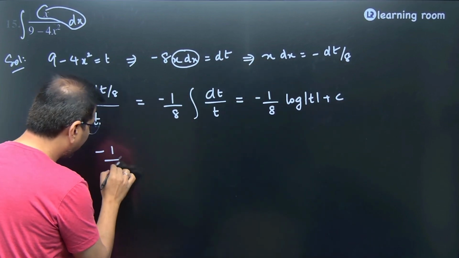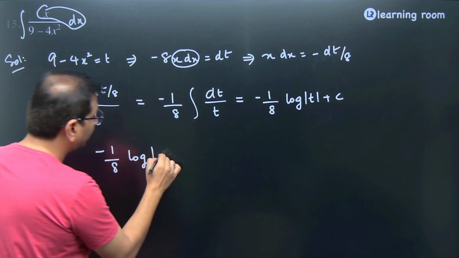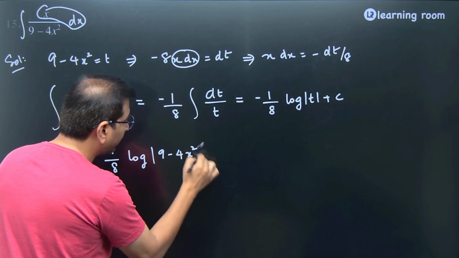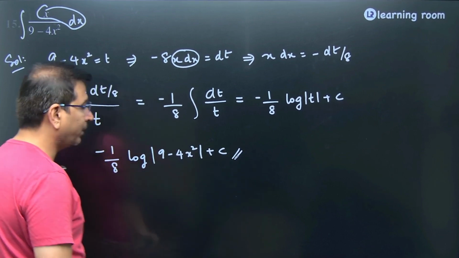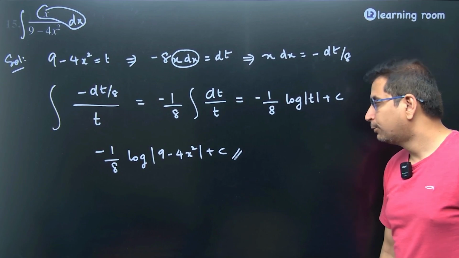So, minus 1 by 8 times log of mod, what is the value of t? It is 9 minus 4x square, plus c. So, this would be the final answer: minus 1 by 8 times log of mod 9 minus 4x square plus c.